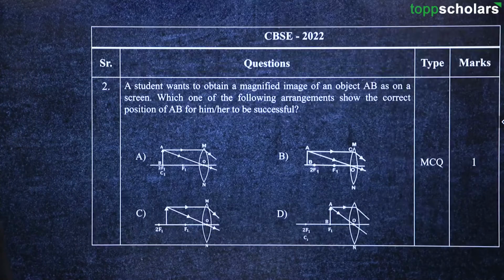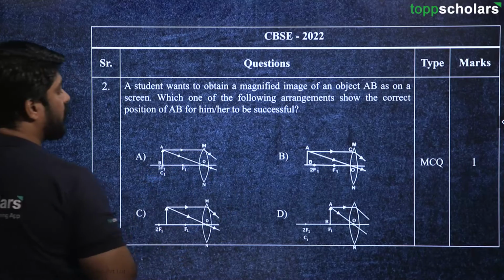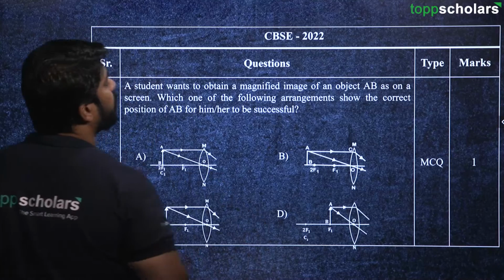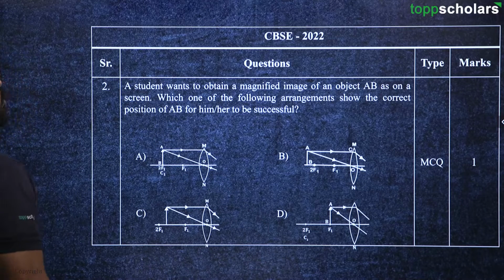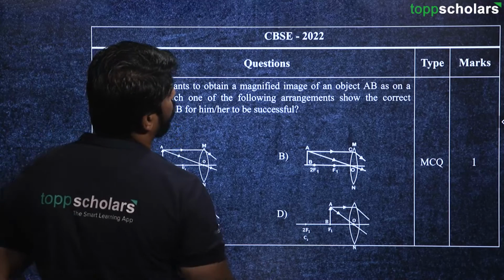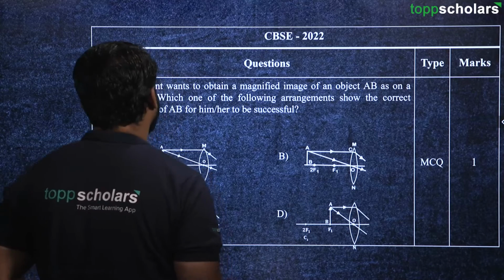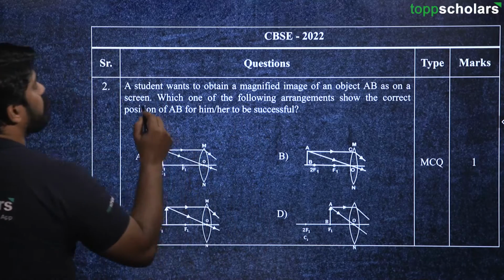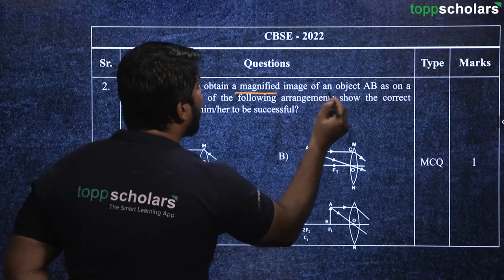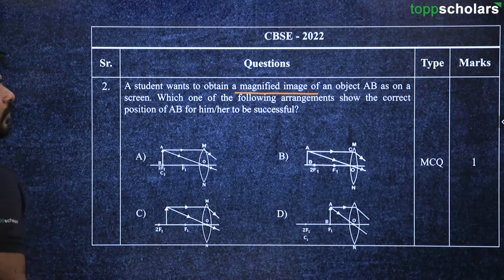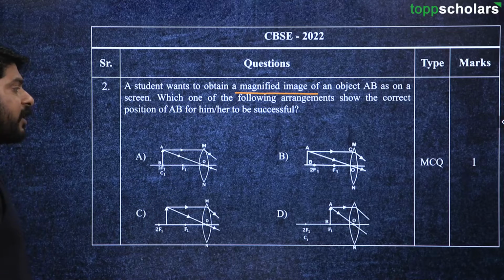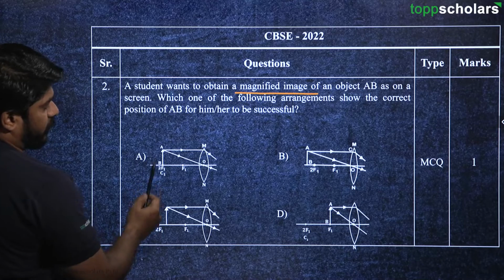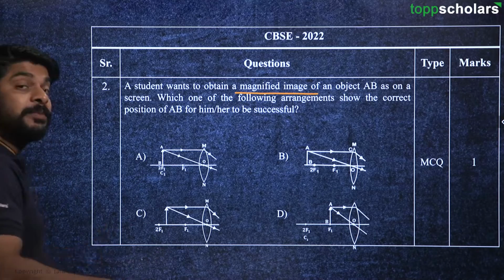Moving on to the next question. Here we can see 4 diagrams are given. So the question is, a student wants to obtain a magnified image of an object AB on a screen. Which one of the following arrangements show the correct position of AB, that is object, for him or her to be successful? So there is a student who wants magnified image of the object AB. In which case we will get a magnified image? As we know, in this first case the object is placed at 2f. So in this case we know a same sized image is formed.